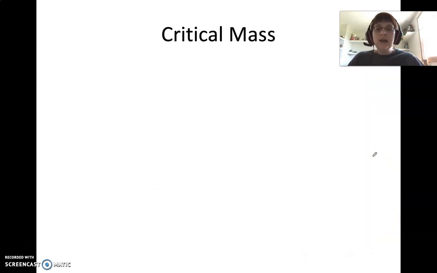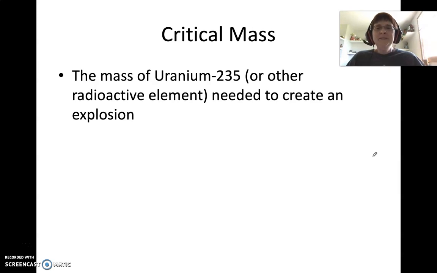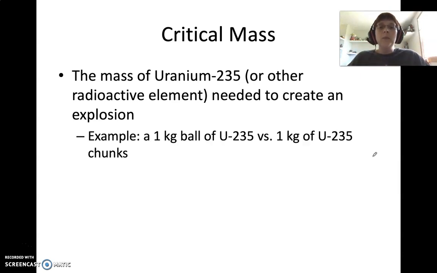So this brings us to the idea, you may have heard of critical mass in movies and so forth, talking about nuclear explosions. So what critical mass is, is the mass of uranium-235 or any radioactive element that's needed to create an explosion. And so the critical mass is kind of two parts. One, you need the actual literal mass of the element that can undergo fission to create the explosion. But it also needs to be in the right shape.